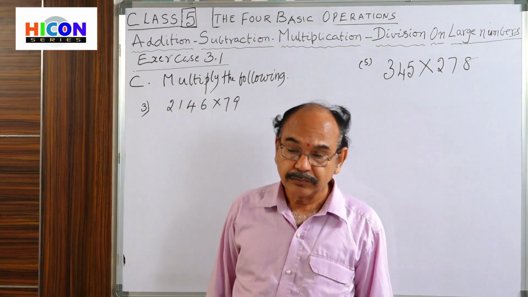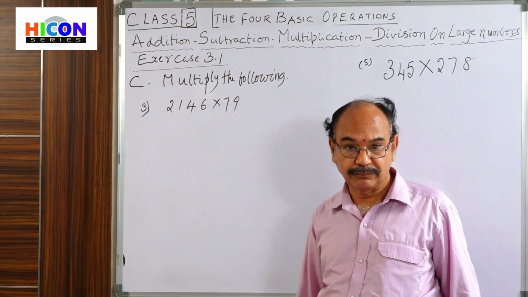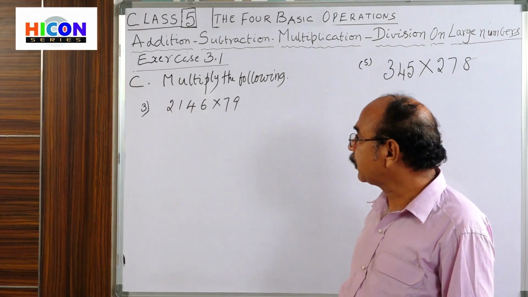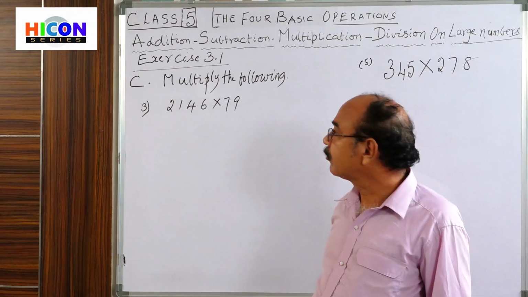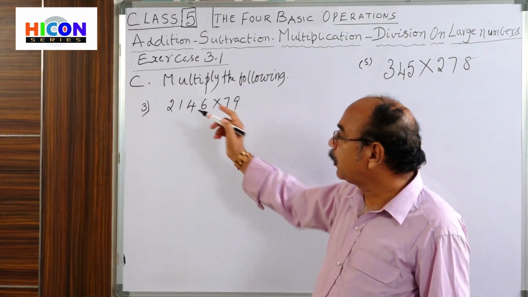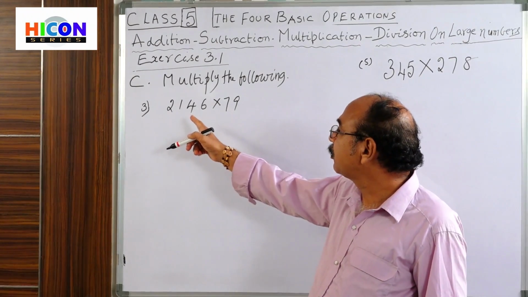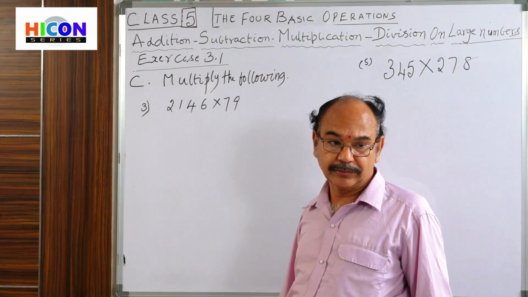Students, now come to multiplication. Come to multiplication. In section C, take the third sum and multiply 2146 into 79.